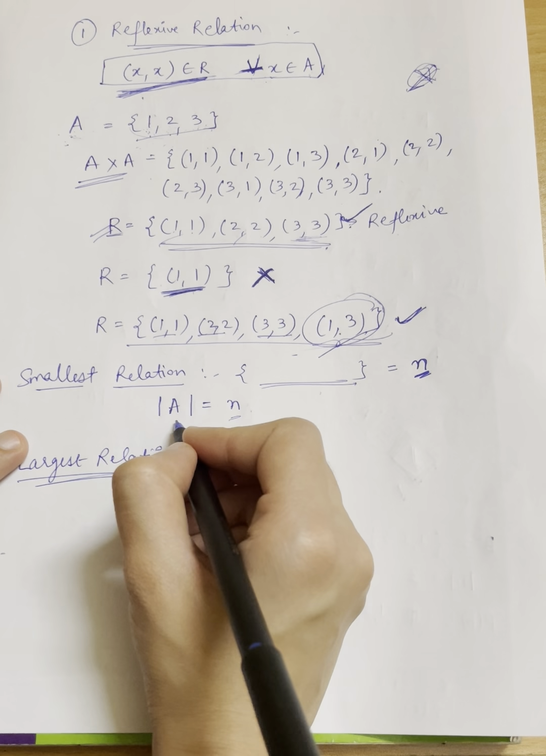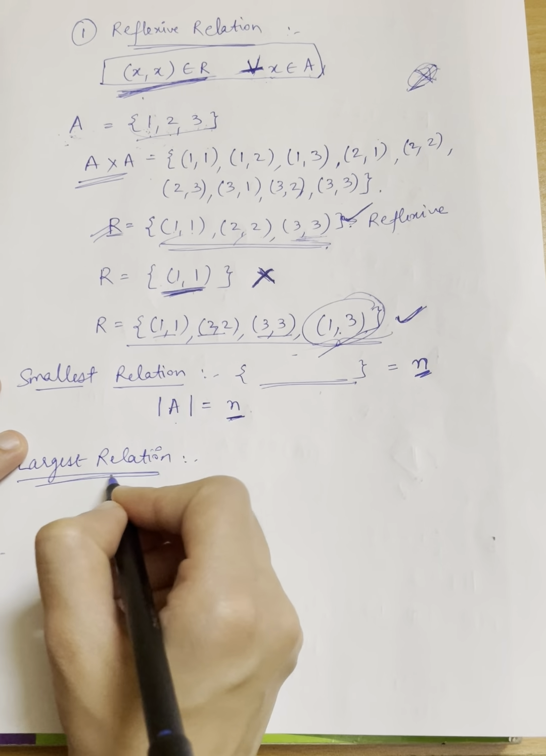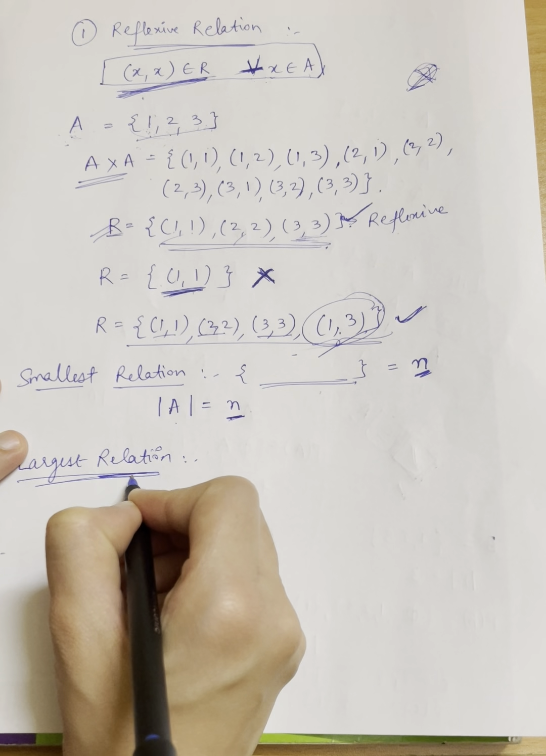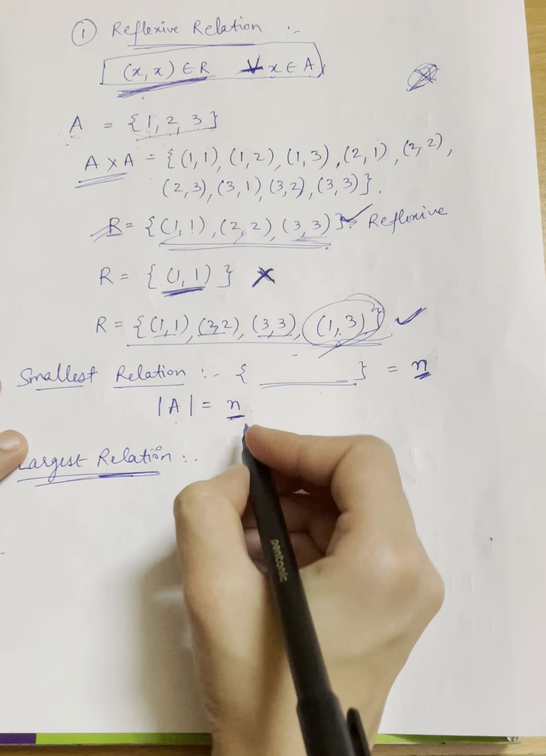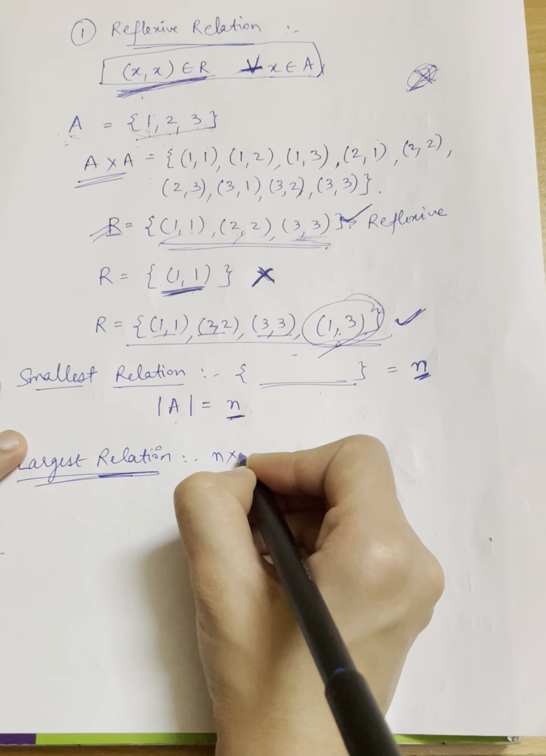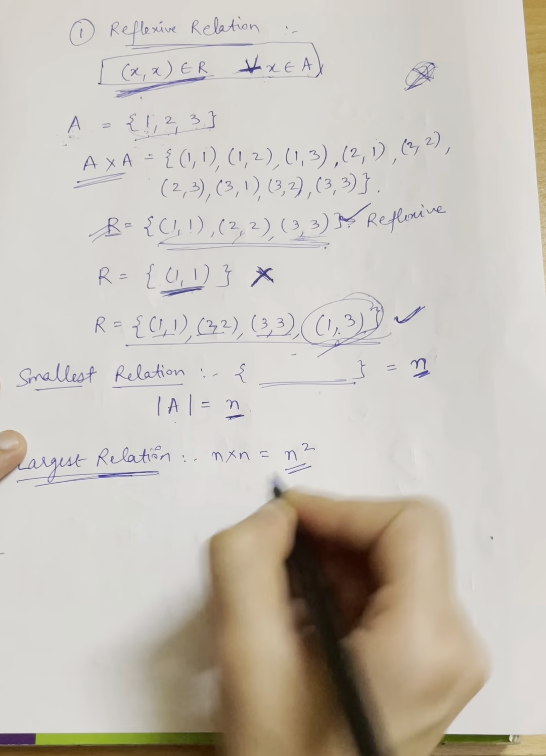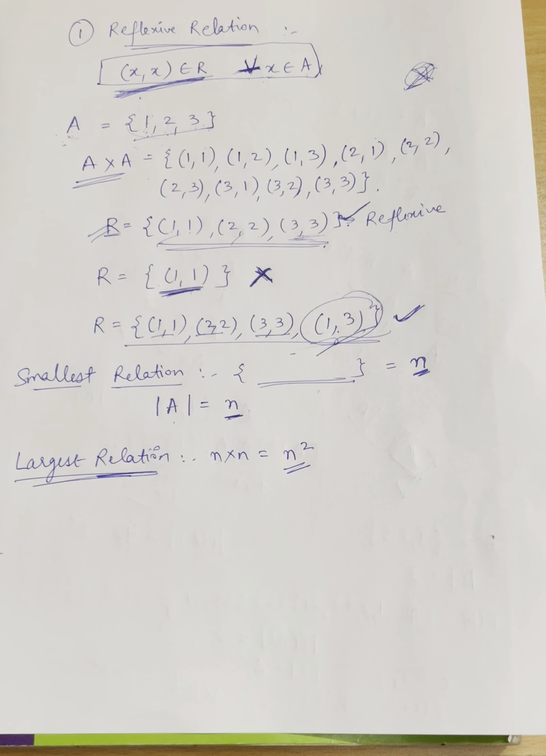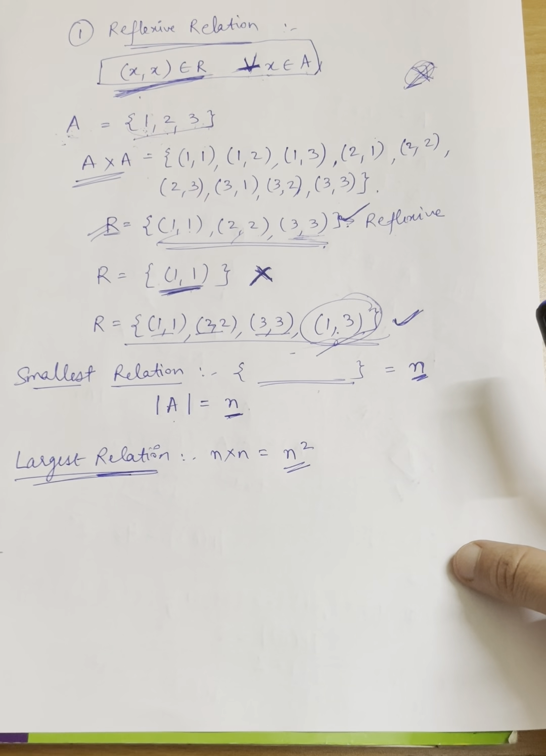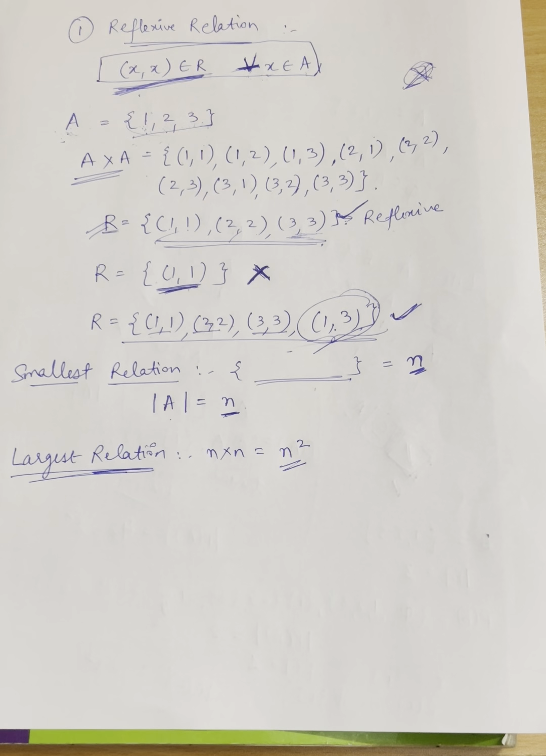So if set A has cardinality n, then the largest relation has cardinality n cross n, which is n square. This is the cardinality of the largest relation. We don't need to remember these two things, we just need to know the logic behind this.